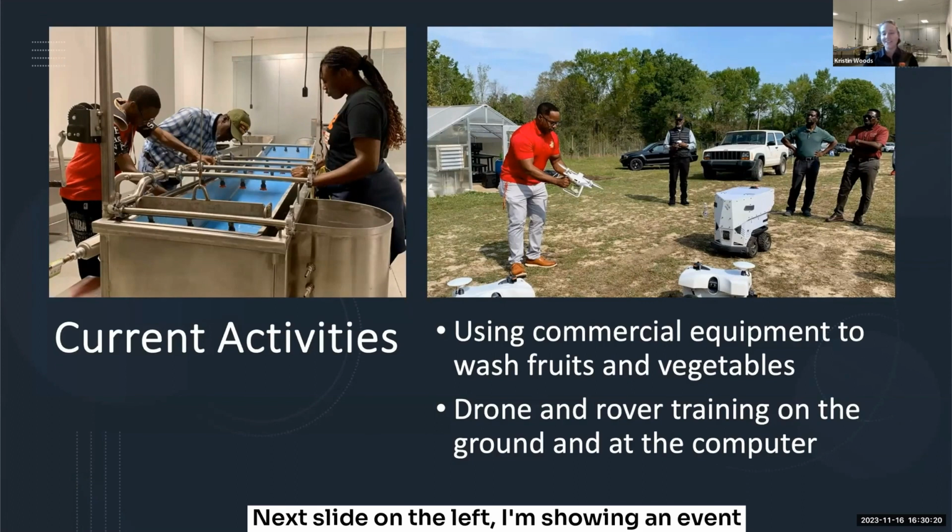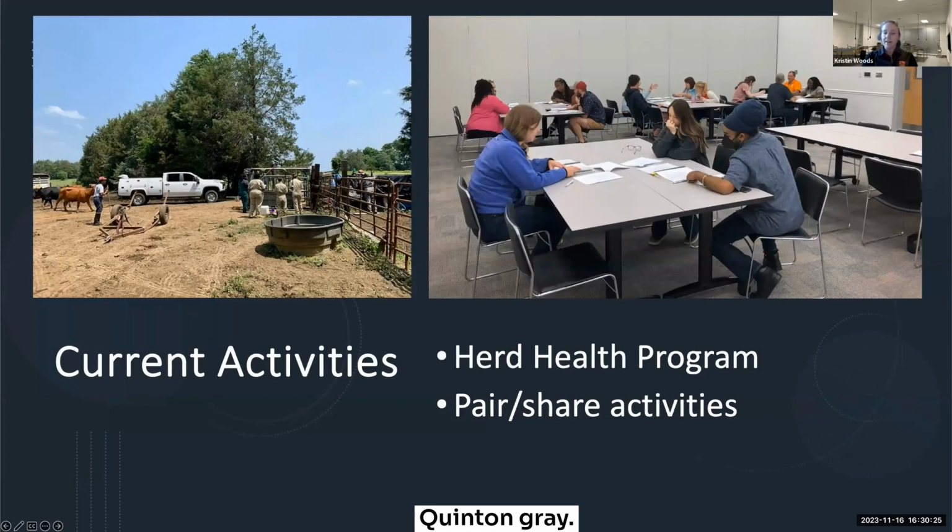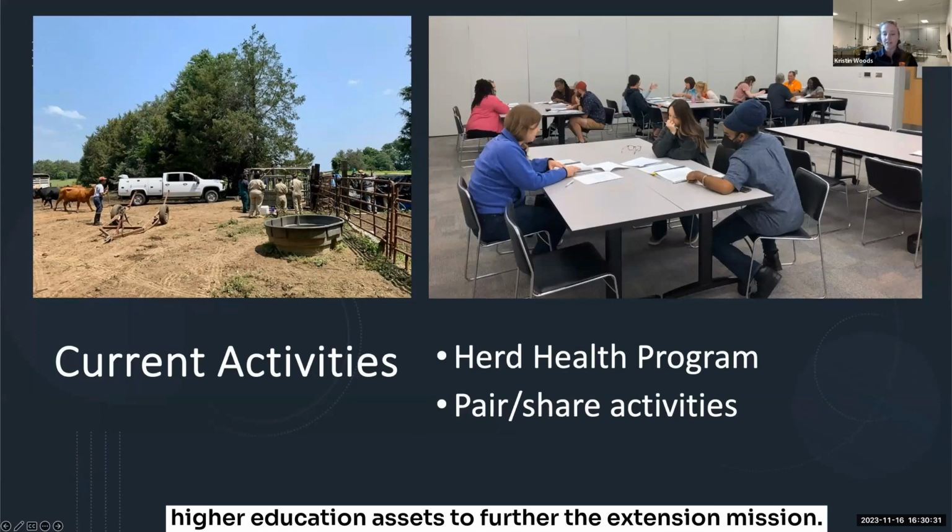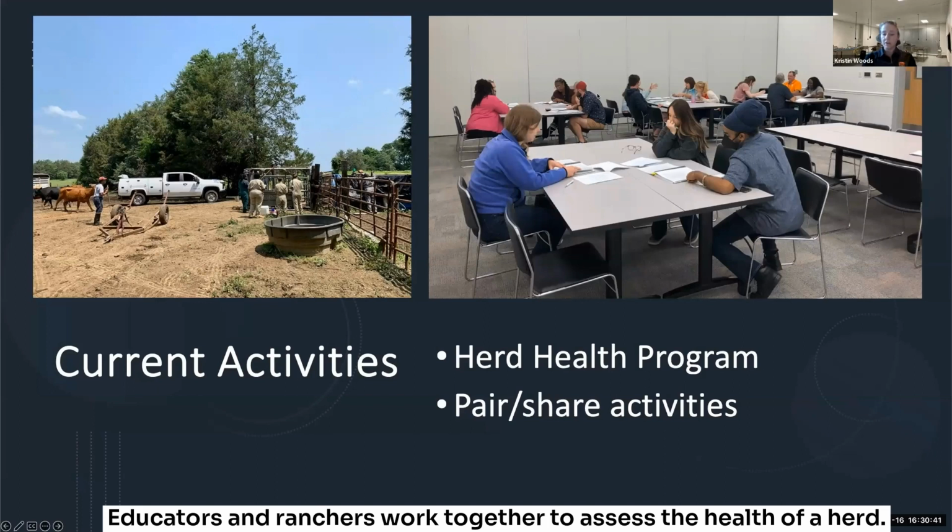an event from our herd health program led by Dr. Quentin Gray. I think this is probably my favorite example of leveraging the higher education assets to further aid the extension mission. In this case, faculty, veterinary students, extension educators, and ranchers work together to assess the health of a herd. They provide vaccinations, worming, and other services as needed.